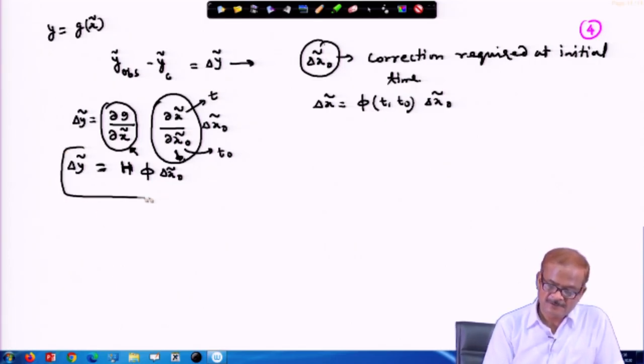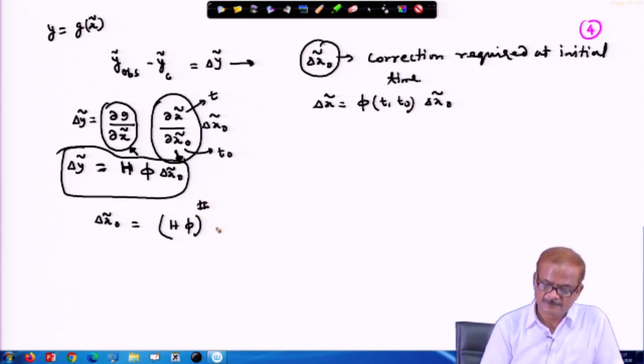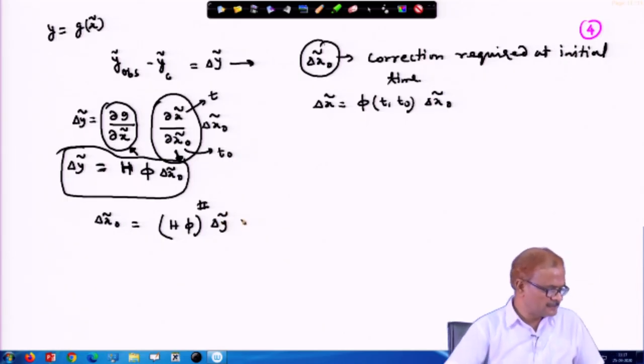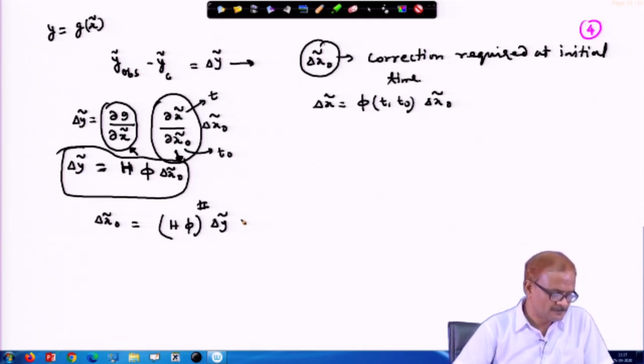So, now this is cast in the form of a matrix equation, okay, and therefore delta x tilde 0 can be written as h phi, and let us say we write this as the pseudo inverse. Some basic requirement in linear algebra is there, so that you can understand it.